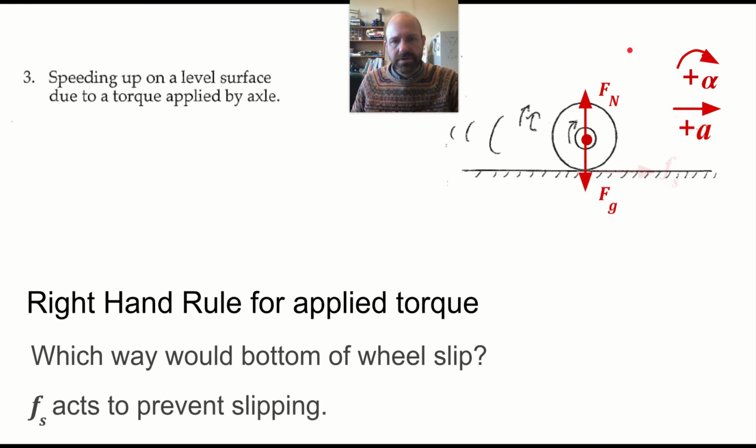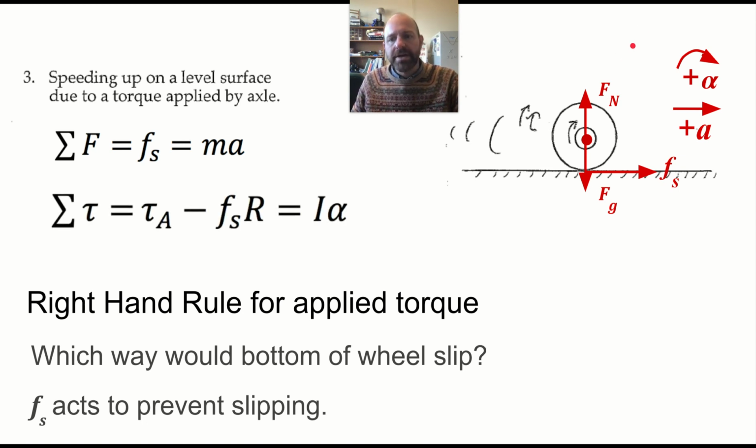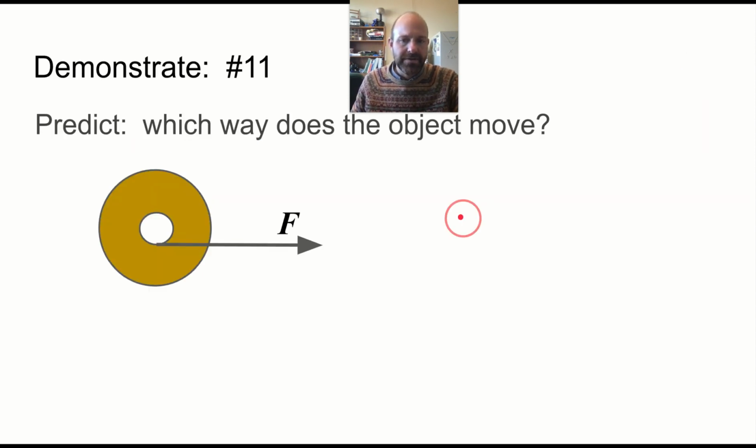So normal force, force of gravity, force of static friction. Force of static friction equals Ma, right? It's accelerating to the right. There has to be a force. There isn't any other one. And so what we actually have is the net torque is that applied torque minus the torque due to friction to give us that.